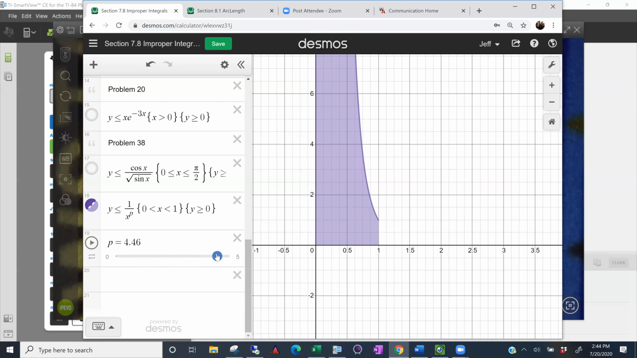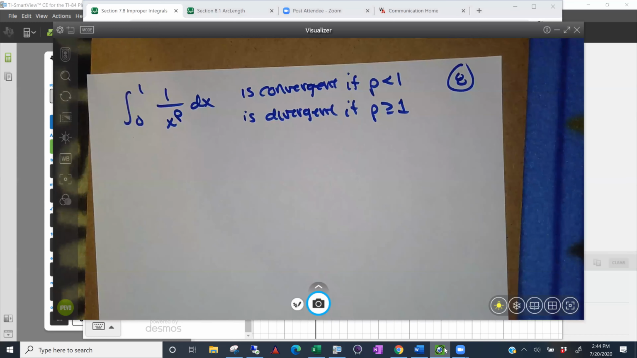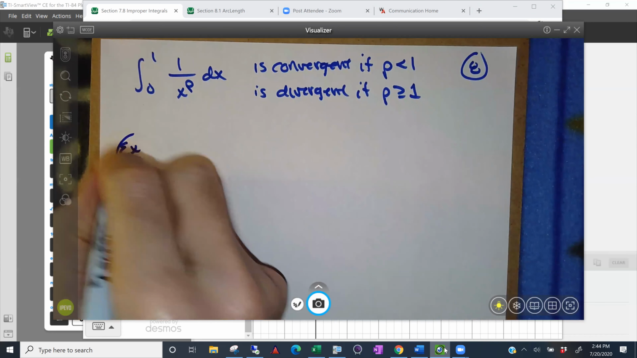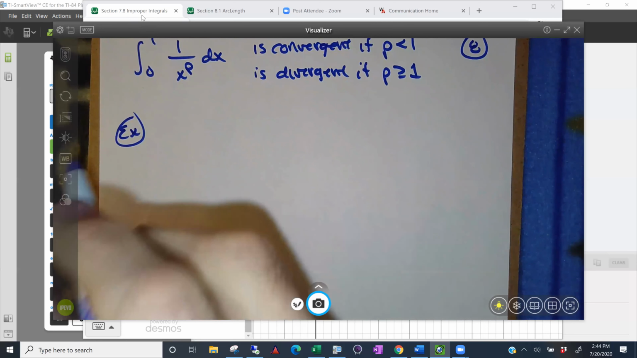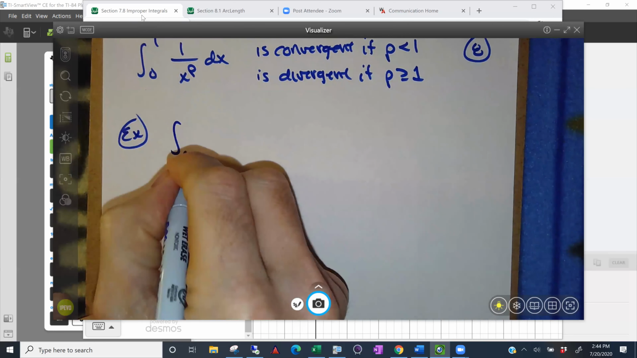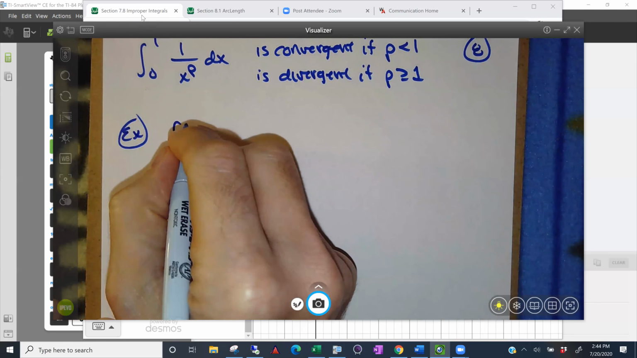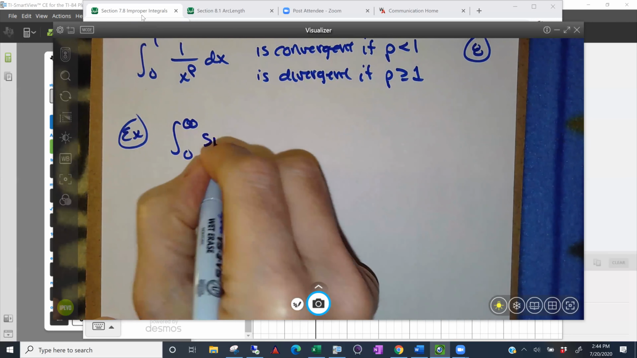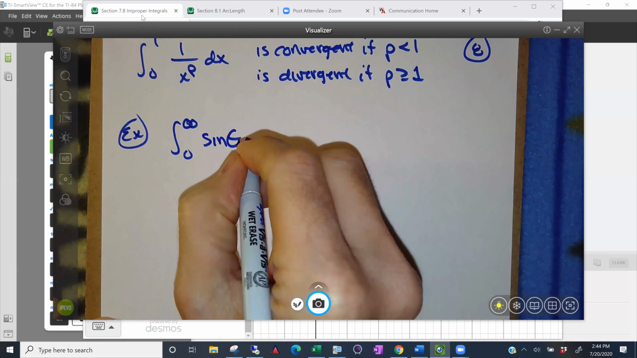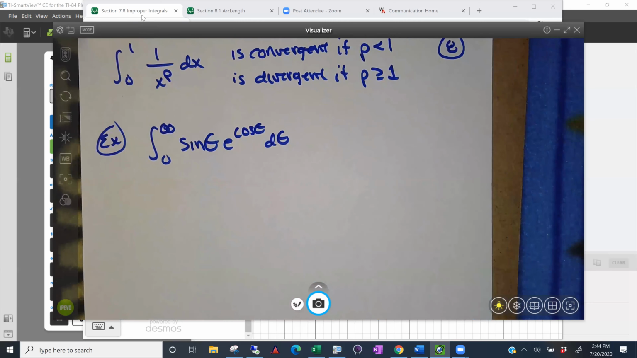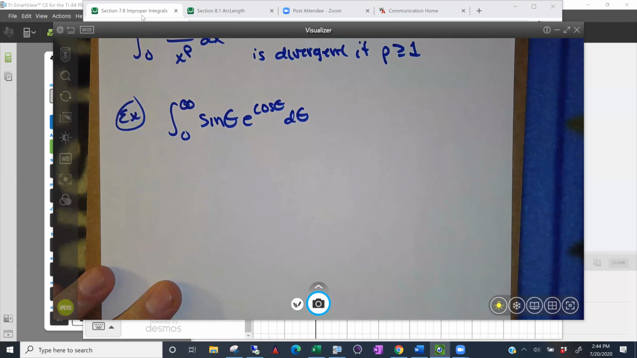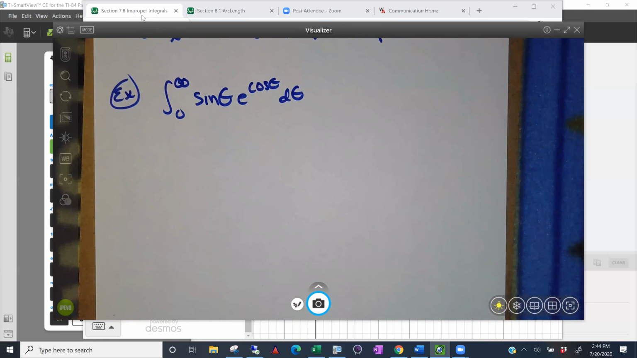All right, let's do one last one here from this section. Before we get to the actual, now let me write down the problem here. So the integral from 0 to infinity of sine of theta e to the cosine of theta d theta. So that's our integral. And it's an improper integral.